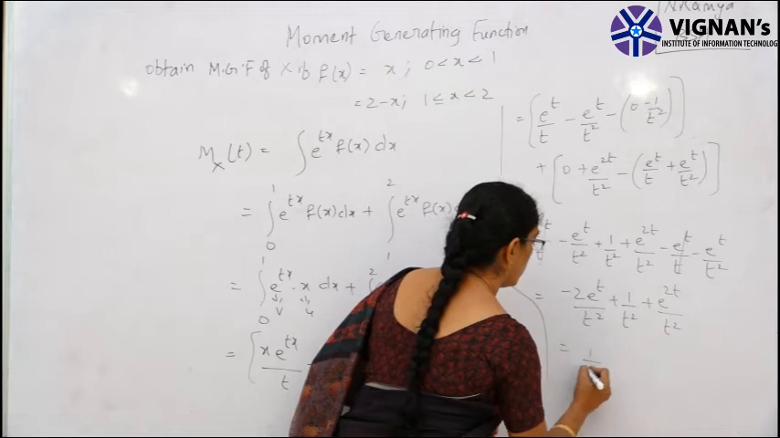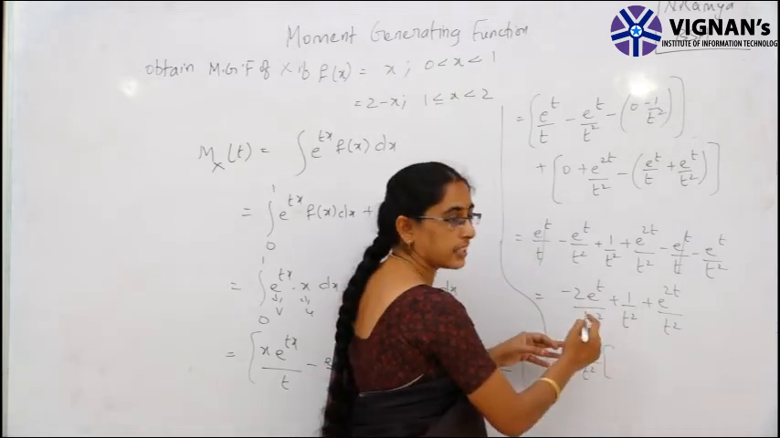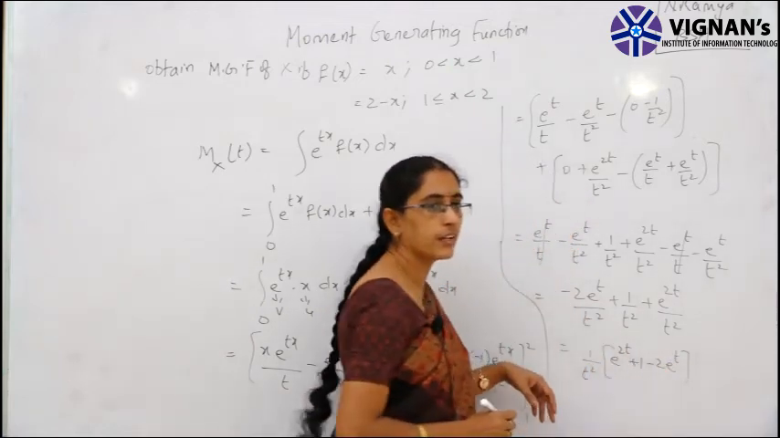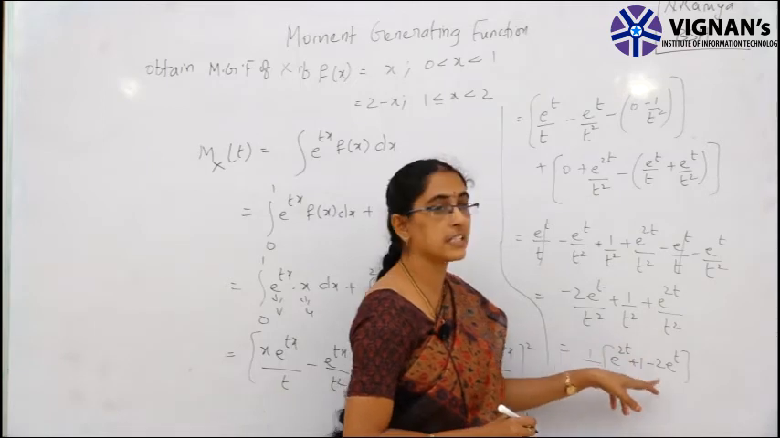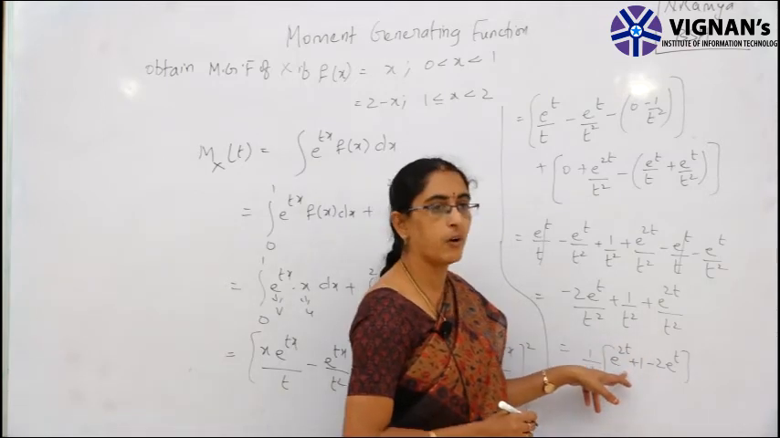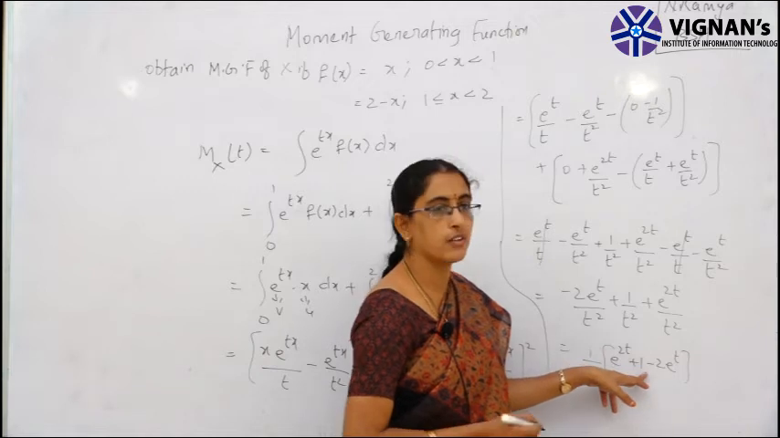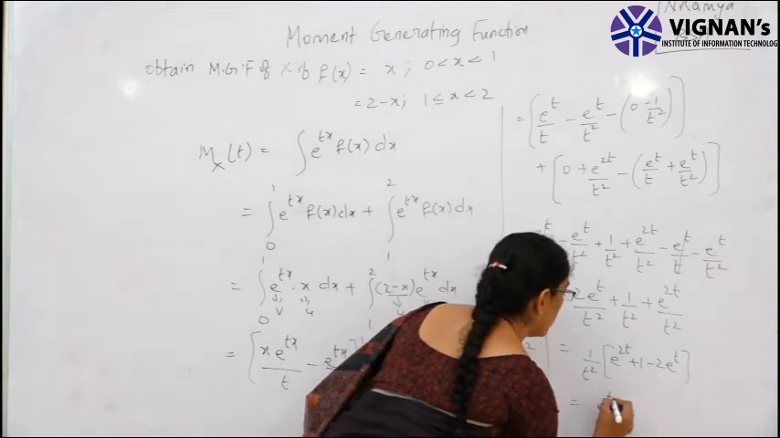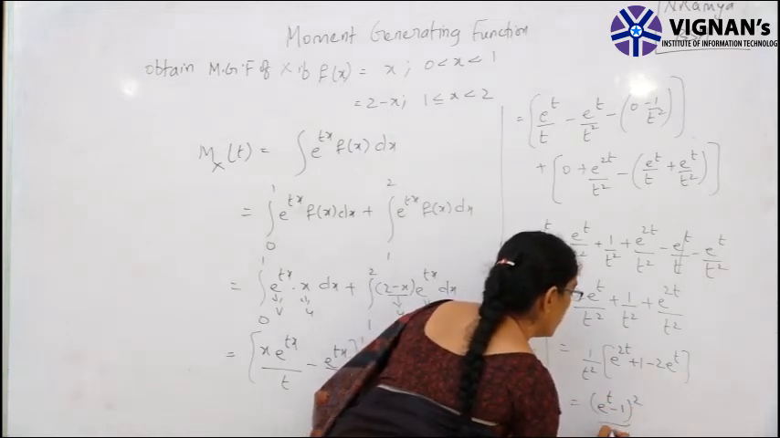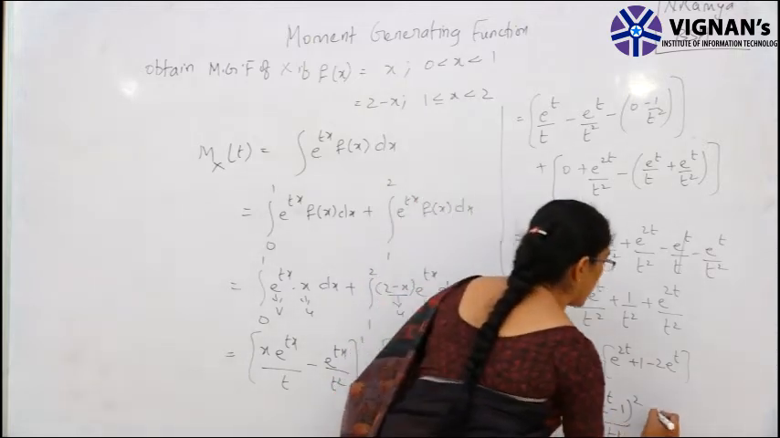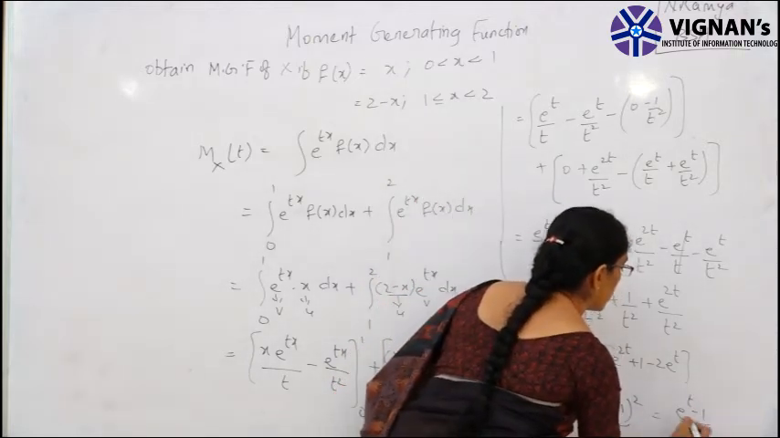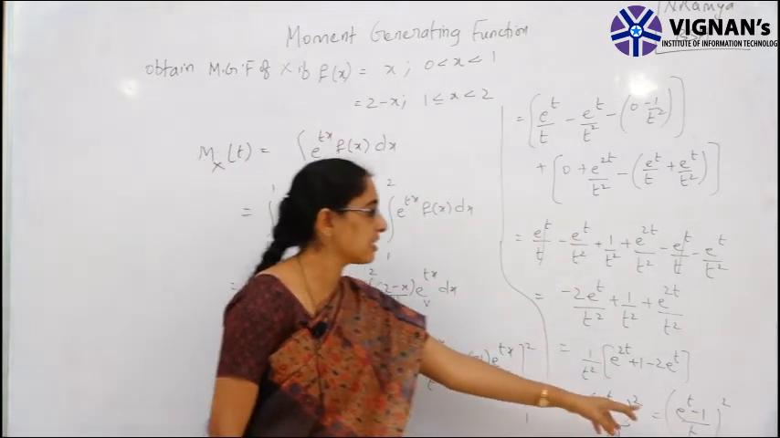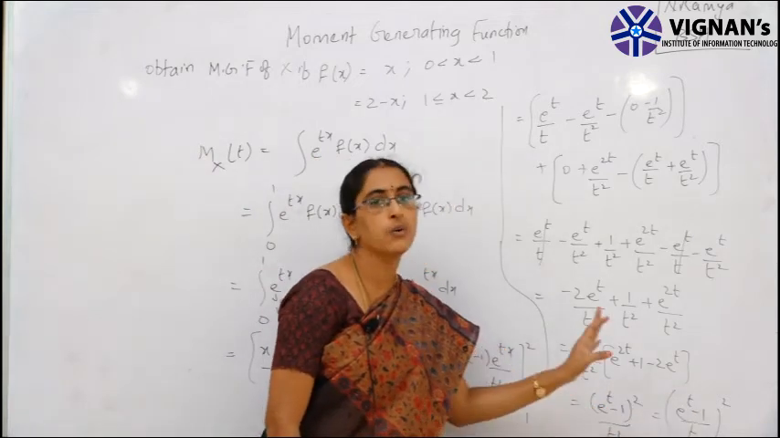So, take the denominator common. If you rearrange the terms here, it is e power 2t plus 1 minus 2 e power t, right. If you see here, it is nothing but e power t minus 1 whole square, because e power t whole square is e power 2t, plus 1 whole square is 1, minus 2ab, that is minus 2 e power t. So this is e power t minus 1 whole square by t square. Again, this can be written as e power t minus 1 by t whole square. So the moment generating function of this density function is e power t minus 1 by t whole square.